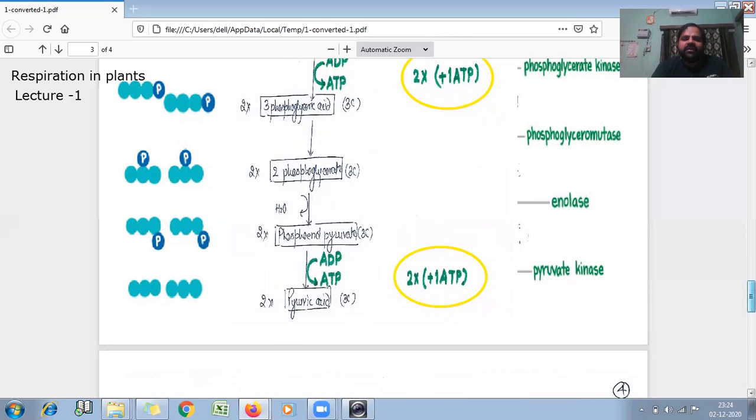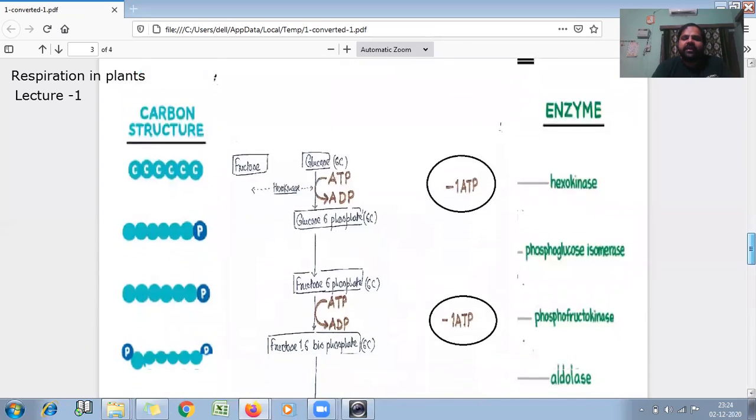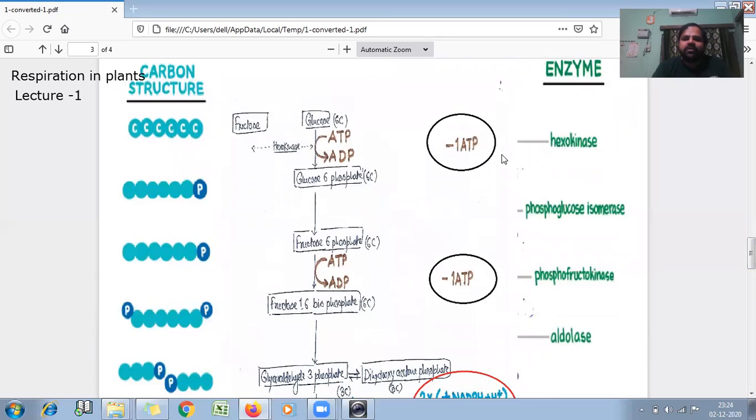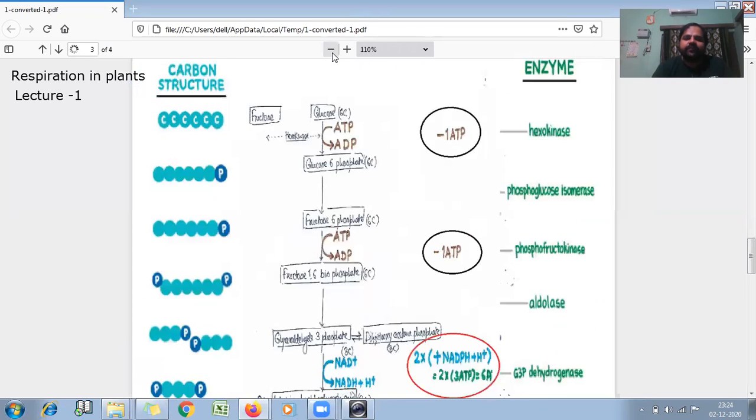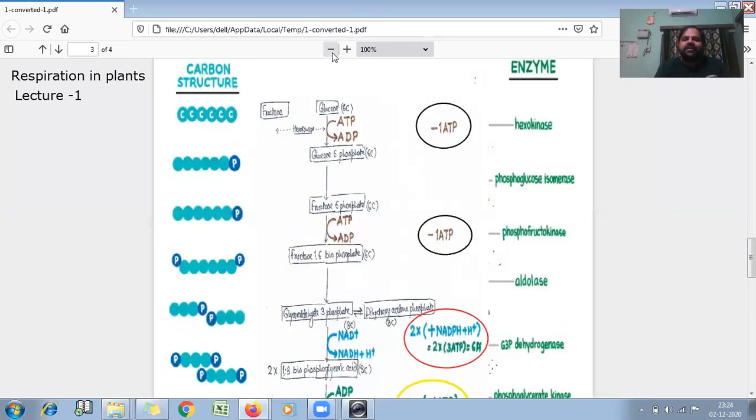So we will see here how many ATPs or NADH plus H plus have been utilized and released. In the first step, from glucose to glucose 6-phosphate, one ATP has been utilized. In this step, from fructose 6-phosphate to fructose 1,6-bisphosphate, again one ATP has been utilized. So we can see here that in this process, two ATP have been utilized.